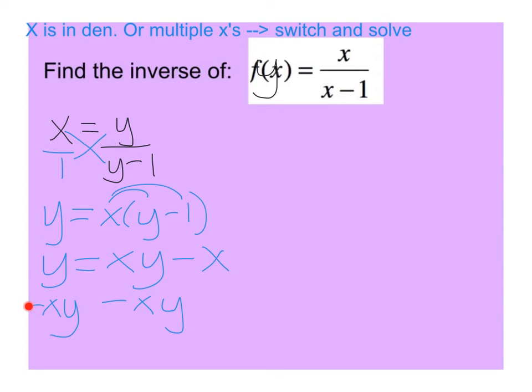Now since these are not like terms, we can't combine them, we have to write them separately. So we write y minus xy is equal to, what's going to be left on the right side would just be negative x.